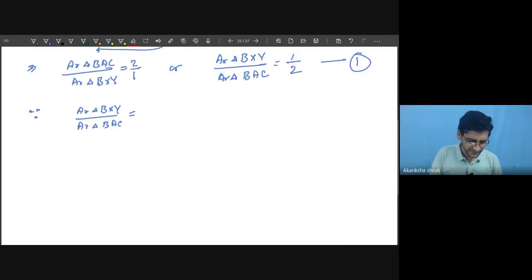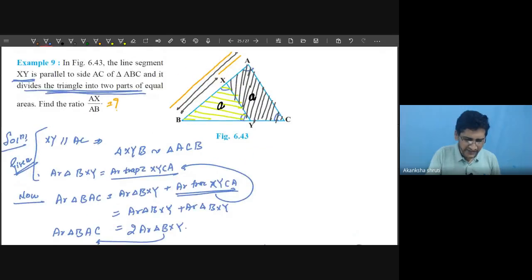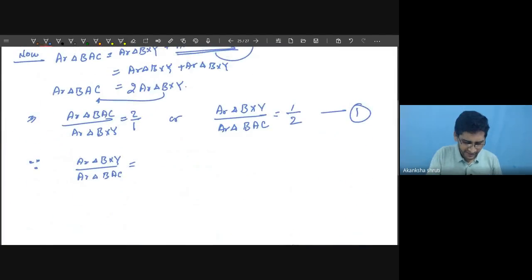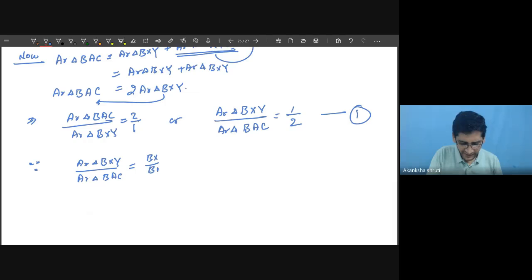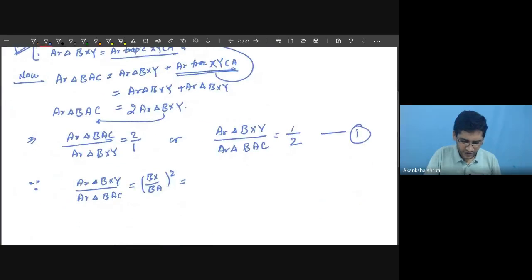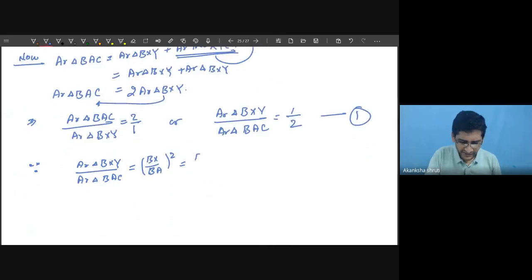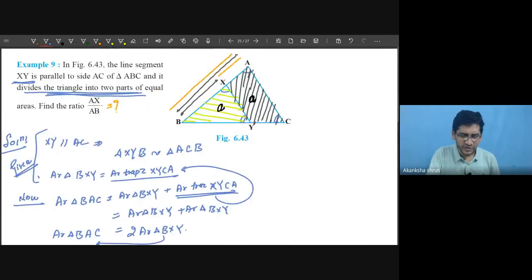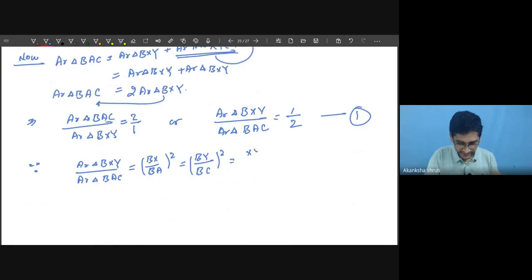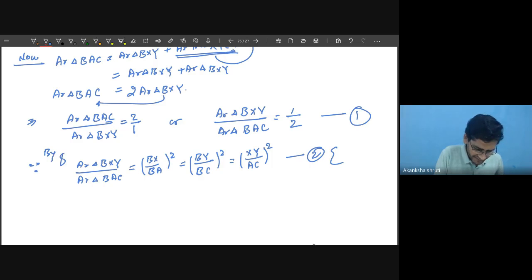So write, student, I'm writing the formula. I can write BX by BA, this much squared. This is also equal to, if you want, BY by BC. Even this is also equal to XY by AC. So any of these three may be asked. This is the formula, so this we have written by formula.